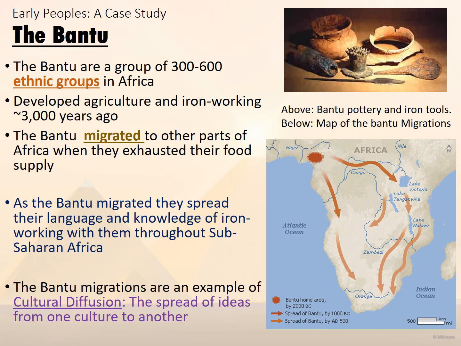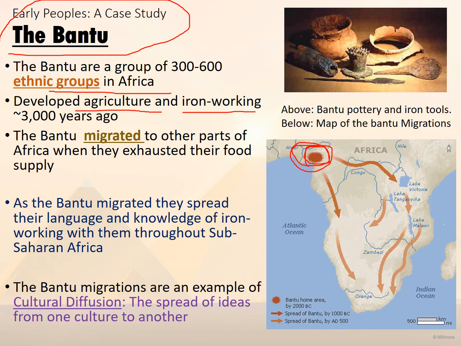A case study of these early civilizations that shows what they're all about is the Bantu. The Bantu were a group of various ethnic groups that started in Africa. So they stayed in the motherland of where humanity was born. They developed agriculture, farming, and iron tool working, as well as pottery, about 3,000 years ago. And as they exhausted resources in their area, as they over-farmed the land and also the desert expanded, they migrated.